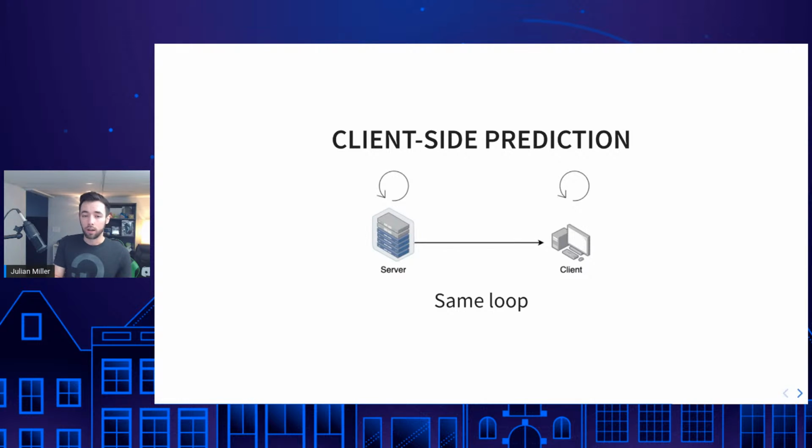Then when we get that server update back with the new position of our player, the position should be the same because they are running the same simulation. But if they're different for some reason, we can actually easily update our position with the real value. And has anyone here heard of the term rubber banding? I'm curious.